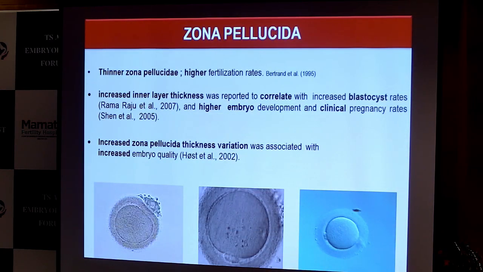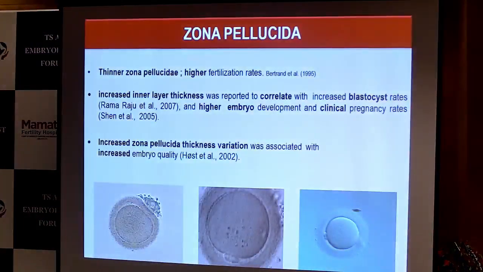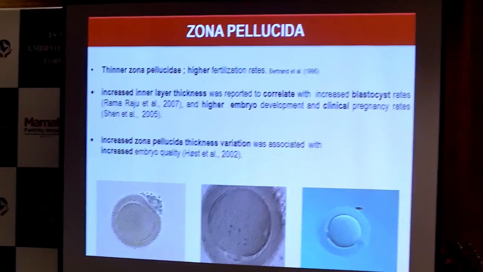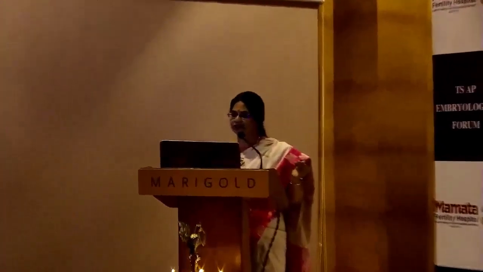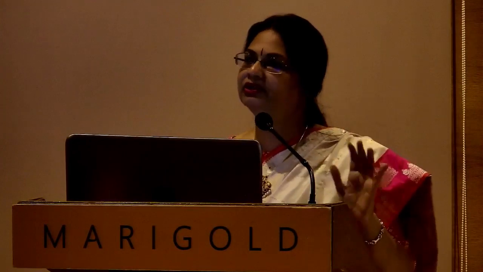So thin zonas, definitely higher fertilization rates. Increased inner layer thickness was correlated with increased blastocyst conversion by Ramaraju's group and higher development. And variation in the thickness of zona was also associated with increased embryo quality. Zona birefringence, of course, Montag's group have shown us that if you have a PolScope, you use this and you can pick and predict better embryo quality from those oocytes that have a good zona birefringence.